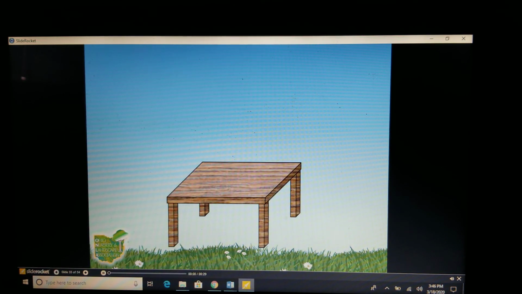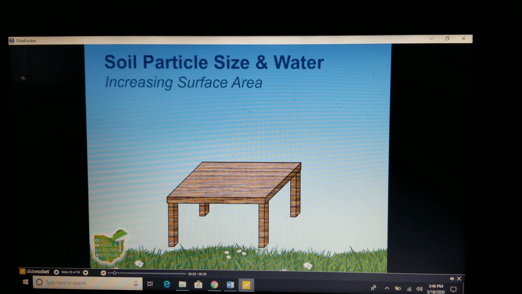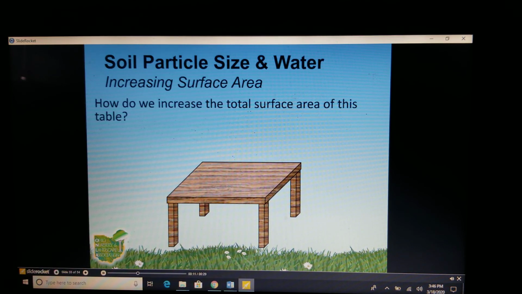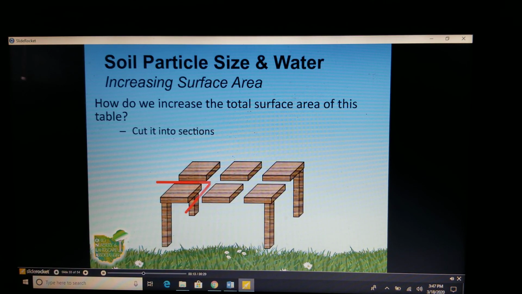We will use this table to illustrate how to increase surface area. The exposed surfaces of the table are on the top, bottom, and sides of the tabletop and legs. How do we increase the exposed surfaces of the table? We cut the table into pieces. We have exposed new surfaces while at the same time decreasing the volume of each piece of the table. We have increased the surface to volume ratio.